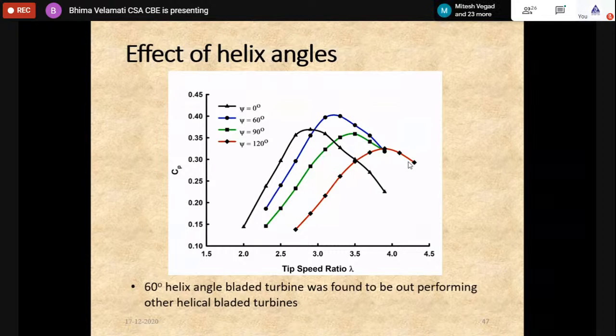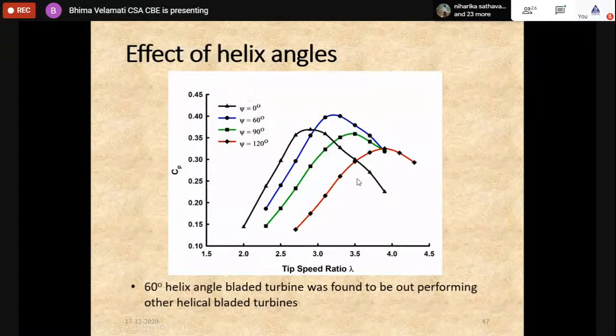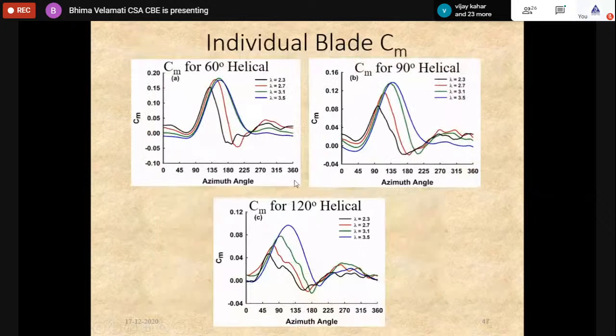And as the helix angle increases, the peak CP would shift towards higher tip speed ratio. That's two observations. Of course, the CP value is an average value. To understand why this phenomenon is happening, you need to go and look at details. Each point that you find is one simulation, completely done for 6 to 7 days, depending on how much is prepared. So each simulation is nothing but the average of CM multiplied with tip speed ratio.